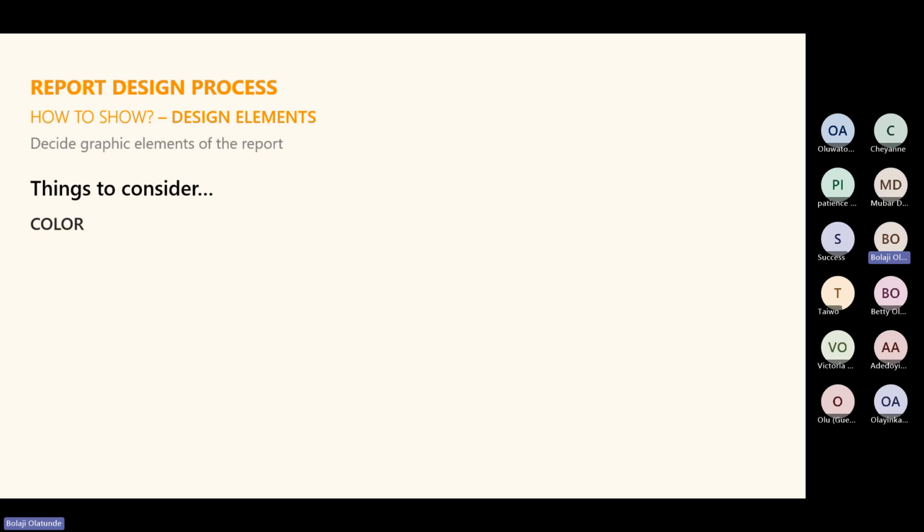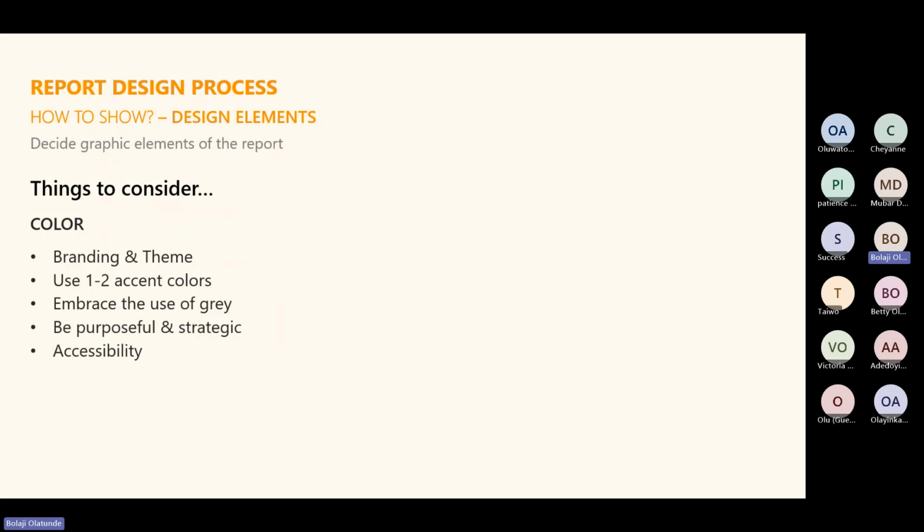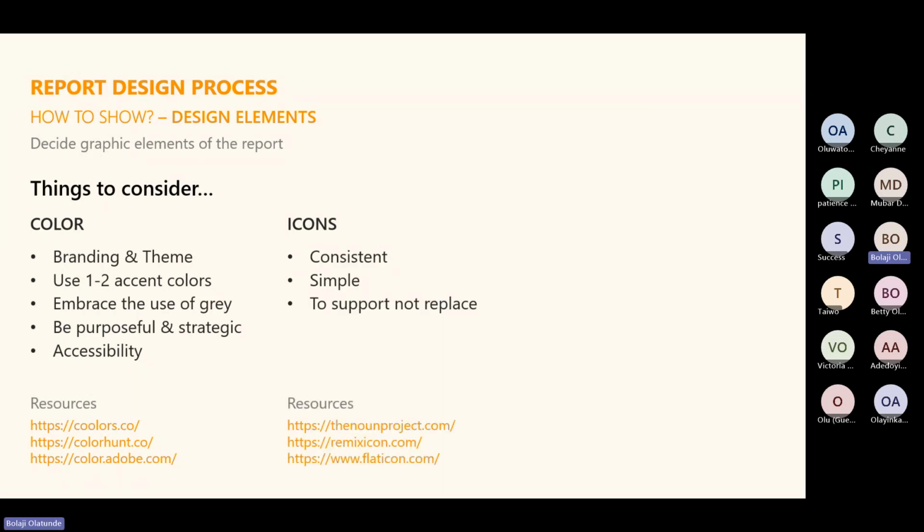And then we also talk about design, right? How do you add design elements? And we talked about using colors and how we should use colors: using very few colors, using light colors, being very purposeful and strategic about the colors that we're going to use. And I gave us a few resources. And we spoke about icons, right?